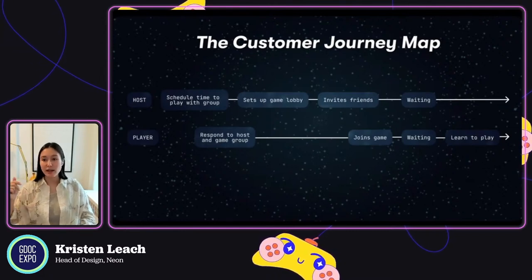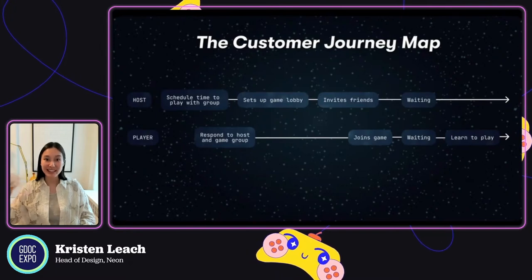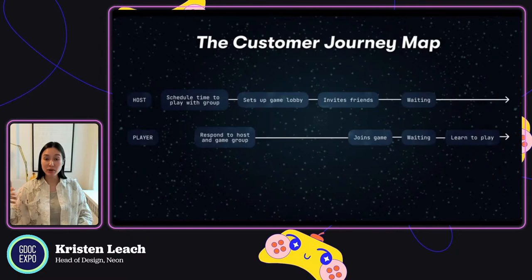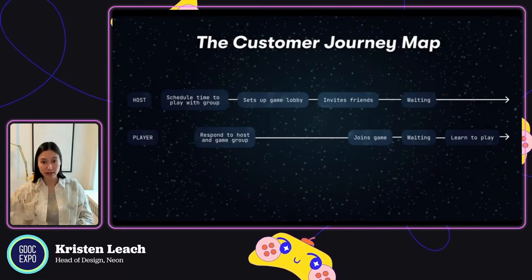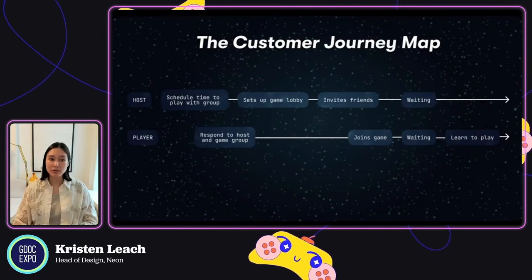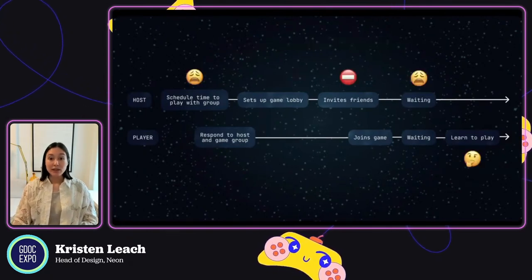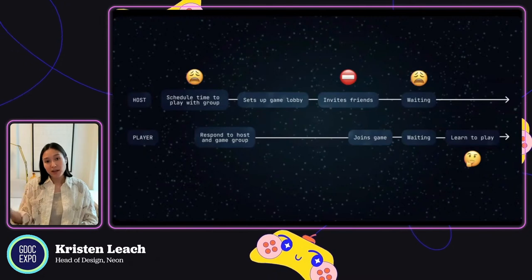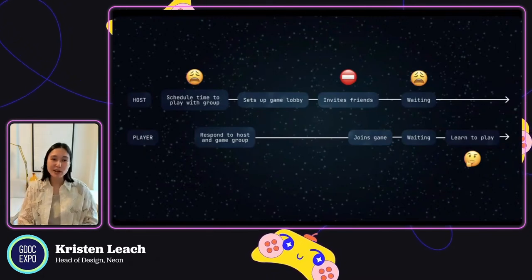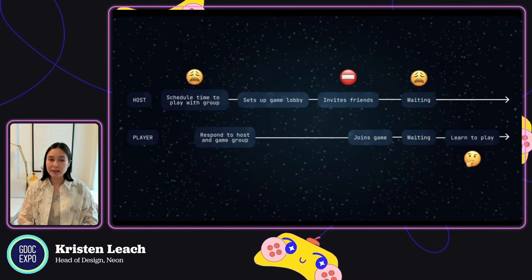Once they join the game, everyone's waiting for everyone to get there. After that, you could start to think about things like the tutorial, where people learn how to play before starting the gameplay. This is a simplified version, but it's helpful to break down what everyone's doing. The reason we like to do this is to understand what moments aren't working well for people, like what's frustrating, what we could ignore, what we should prioritize.